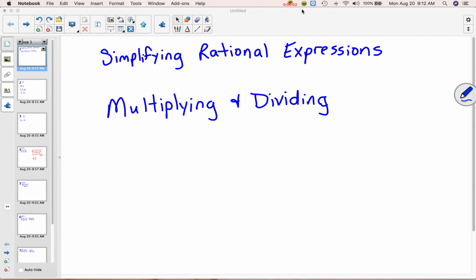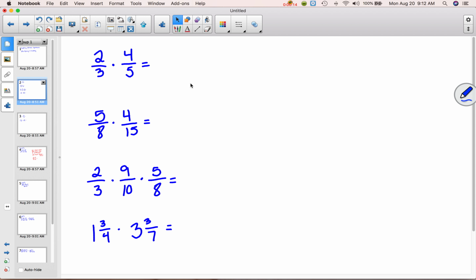Okay, we're going to take a look at simplifying rational expressions today, basically just multiplying and dividing. So, first thing, rational expressions is dealing with fractions. So before we do algebraic expressions, you have to make sure you know how to multiply and divide just regular fractions without a calculator.